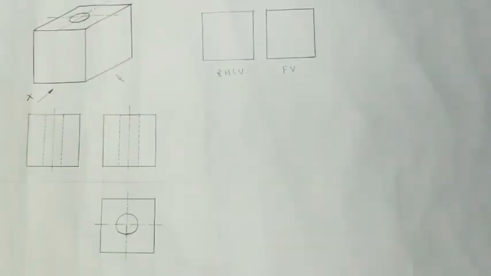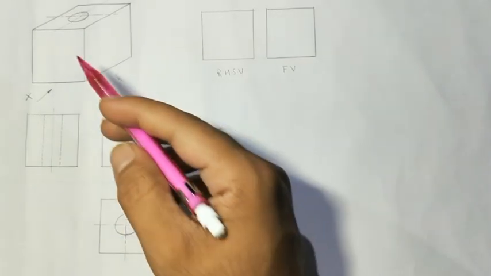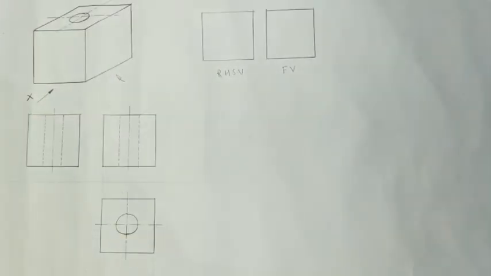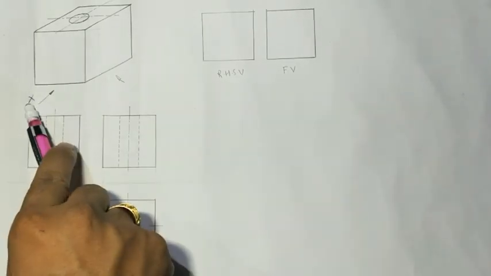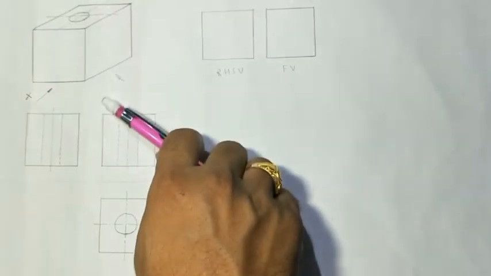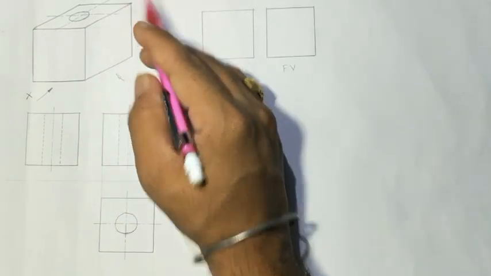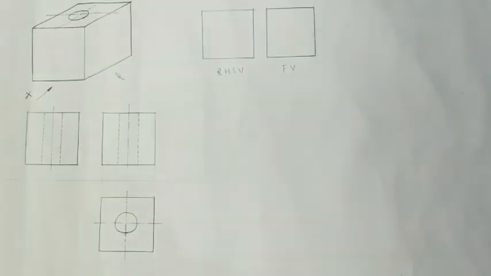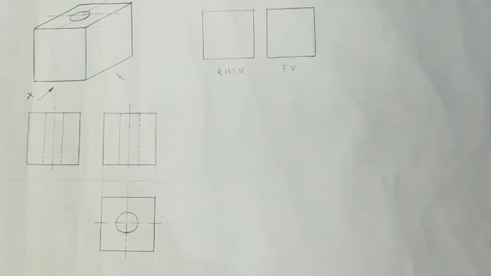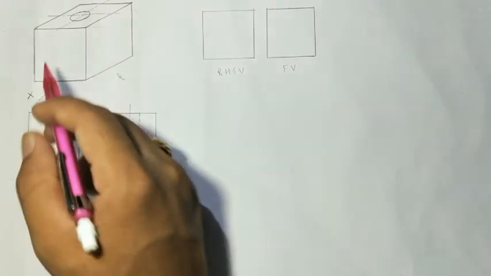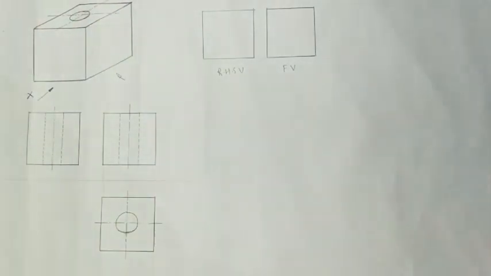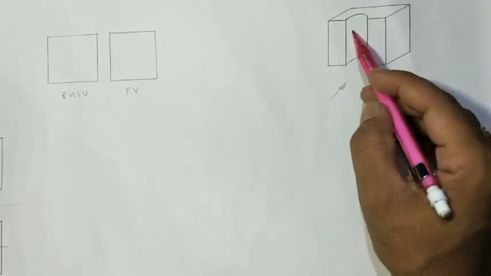So ultimately what we are doing, we are cutting this object into two halves. If the observer is standing here and cutting the object into two halves, then we can say that this will be the front half and this is going to be the rear half. We are cutting this object just for the sake of looking at the hole, which we cannot see without cutting the object. So when you cut the object and throw away the front half, what remains is the rear half, which will look like this, where you can see this hole.